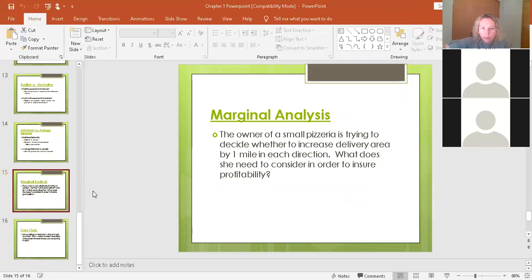The owner of a small pizzeria is trying to decide whether to increase the delivery area by 1 mile in each direction. We already have a pizzeria. It's just this 1 mile, right? What does she need to consider in order to ensure profitability? What does she need to think about just about this additional 1 mile? Throw some things in, see what you got.